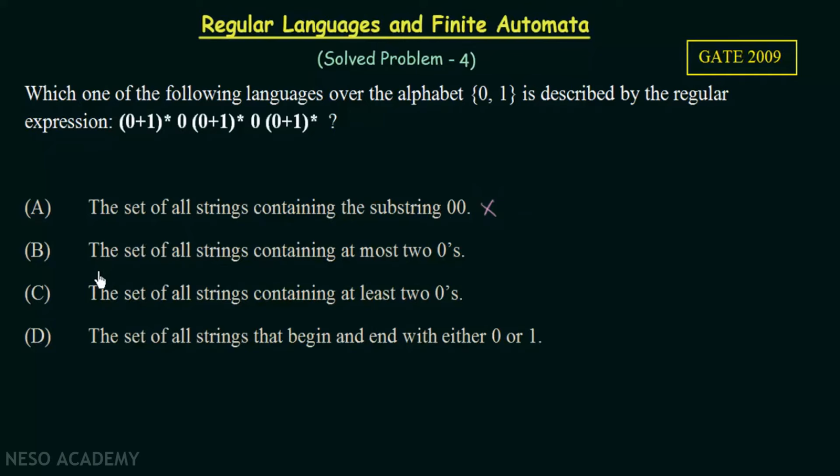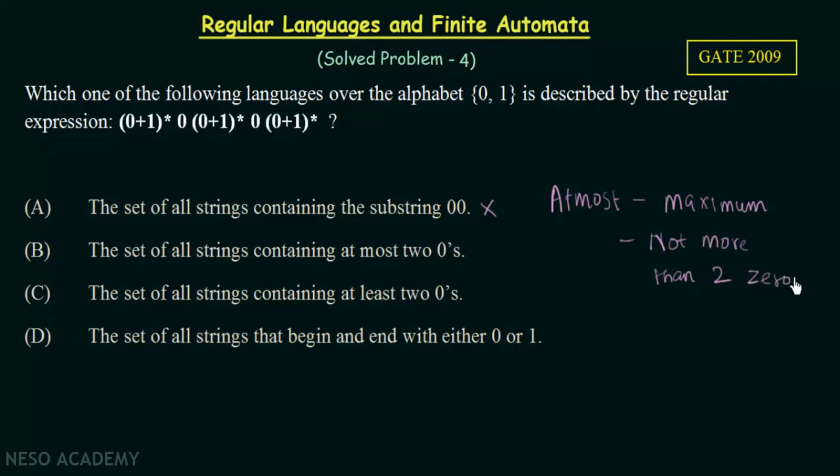Now let's come to option B. Option B says the set of all strings containing at most 2 zeros. So it says the set of all strings that contain at most 2 zeros. What do we mean by at most? The term at most means maximum. So at most 2 zeros means it should have a maximum of 2 zeros. And what is the meaning of a maximum of 2 zeros? It means not more than 2 zeros. That is what the term at most means. So not more than 2 zeros.